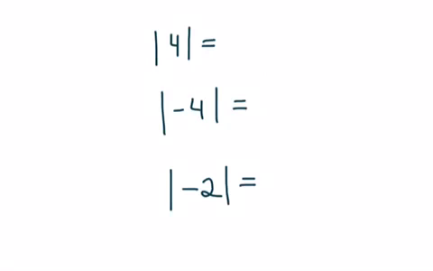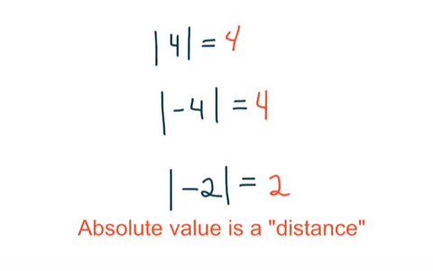For the first one, the absolute value bars are just these straight lines around the 4. The absolute value of 4 is 4, because it's already positive, so it stays positive. The absolute value of negative 4 is 4, because it becomes positive, and the absolute value of negative 2 is 2. Sometimes we can understand absolute value as a distance, because distances are either 0 or positive. Distances are not negatives.